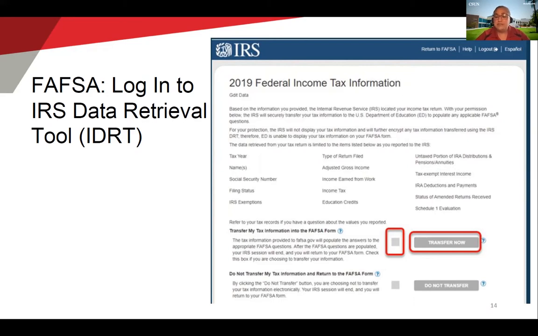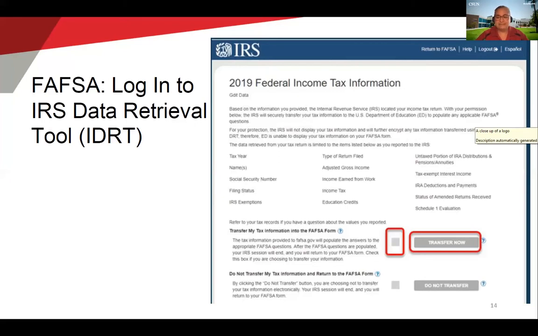Now, you'll have two options. So you see at the bottom, it says transfer my tax information into the FAFSA form. And the second option is do not transfer my tax information and return to the FAFSA. So even though you successfully entered your address, your name, and it populated your tax information, you still have to accept to transfer that tax information onto the FAFSA form. So make sure that once you get to this page, that you click transfer my tax information onto the FAFSA, and then click transfer now to move forward and transfer that information automatically onto your FAFSA application.